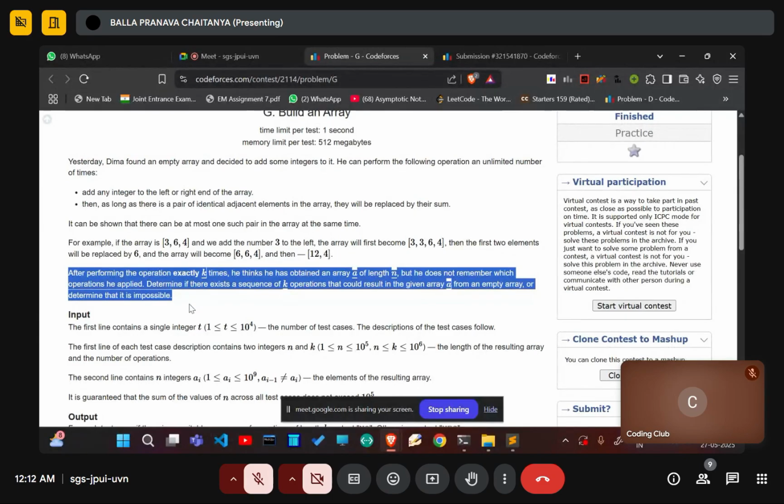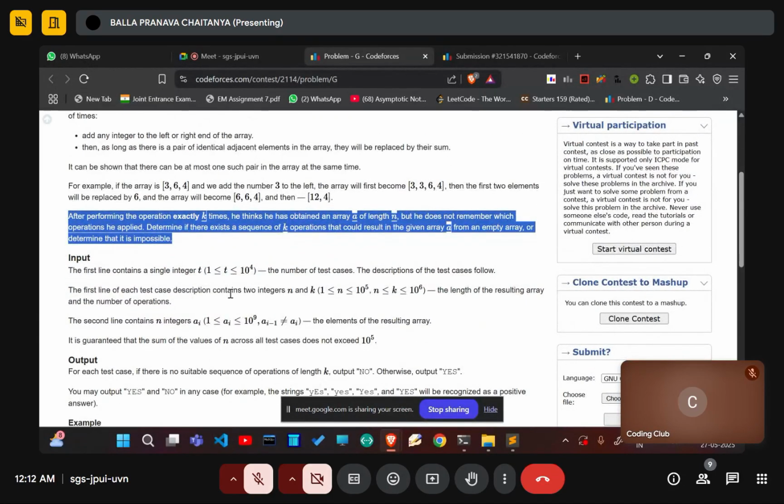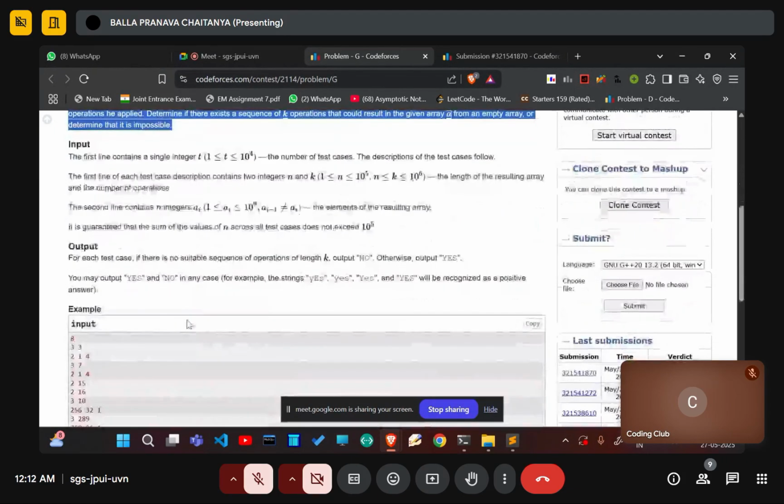Okay. So we are now asked in the reverse manner: we are given an array. Can that array be created using exactly k operations? So we should start with an empty array and try to make the array given in the question in exactly k operations, right? We should not exceed k operations. It should be exactly k operations.